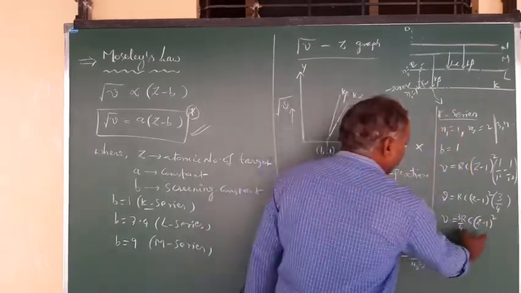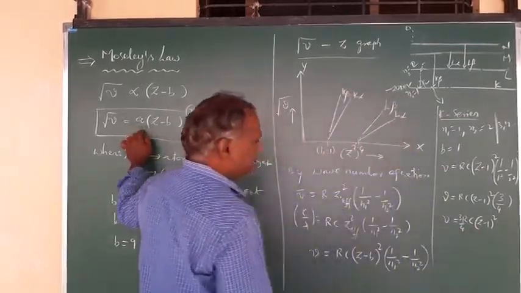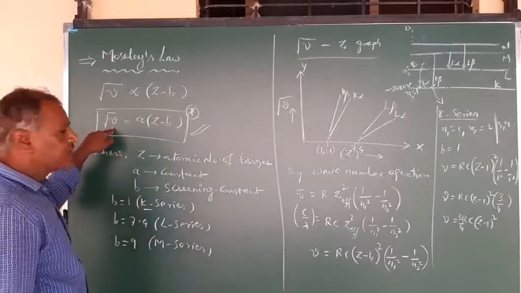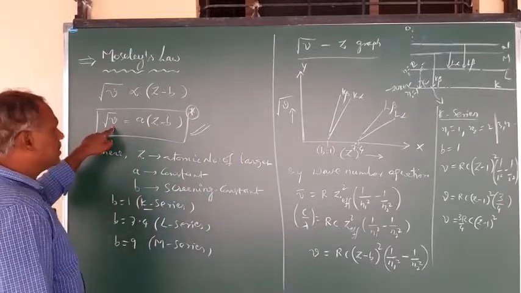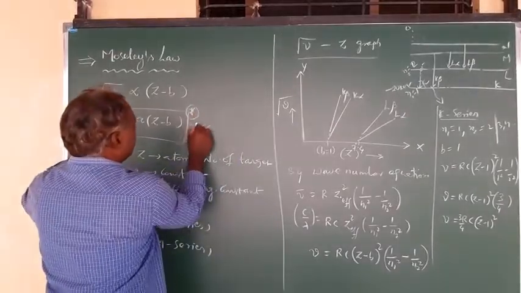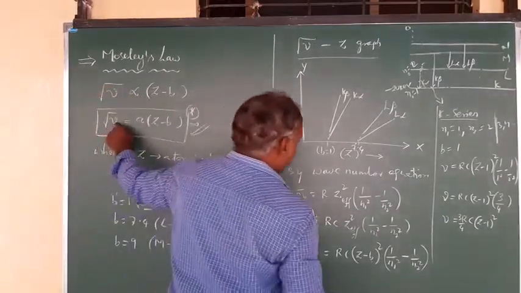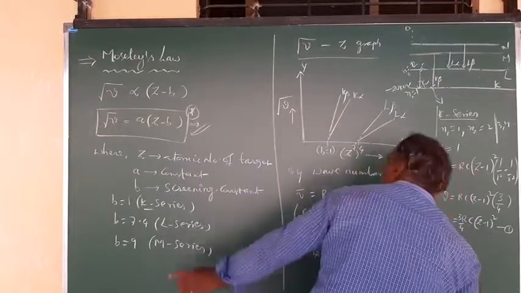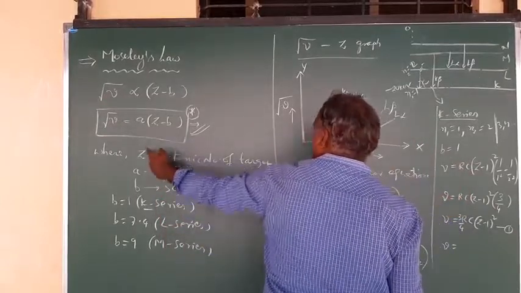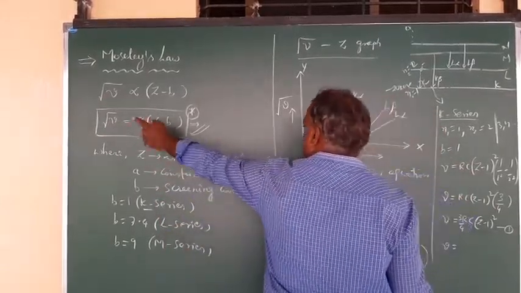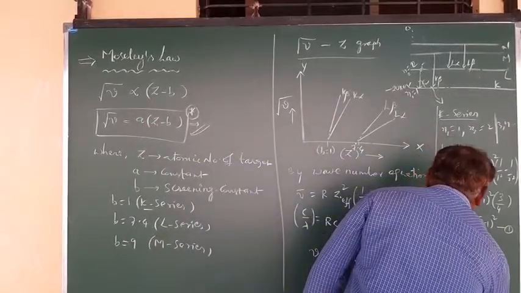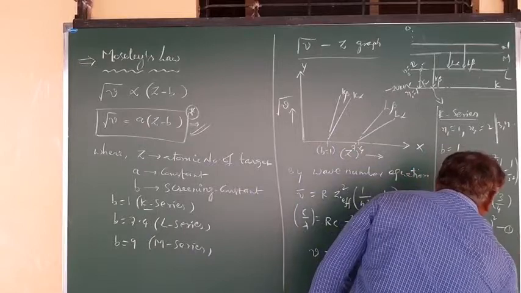So you can compare this equation with respect to this. Here you can take the square root, or squaring on both sides. That means you can get this equation. This is equation 1. Now you can write root nu is equal to the square root of 3 by 4 RC into Z minus 1, made this equation square. So the square root will be cancelled on the LHS, and it becomes A square into Z minus 1 whole square.